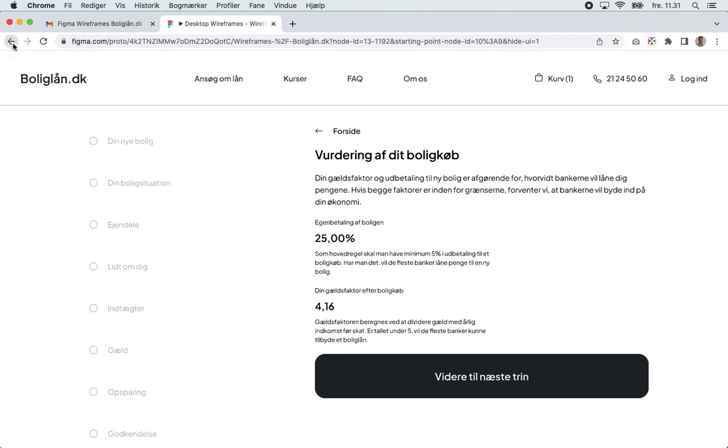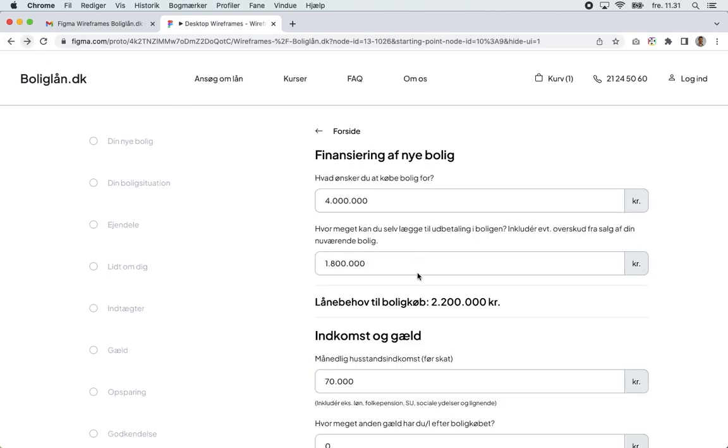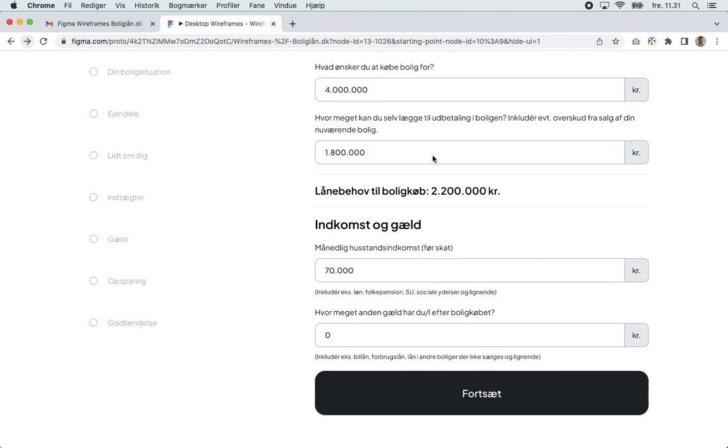I'm just curious to know, if I want to buy for 4 millions, and I can pay 1,800,000 by myself, but I'm not buying this on my own. I'm buying this with my husband.